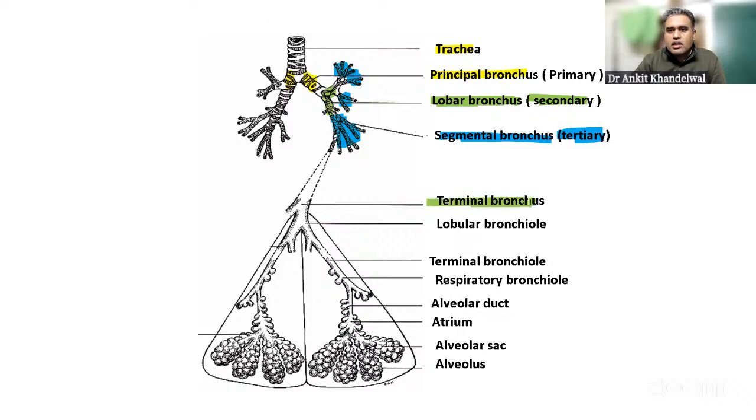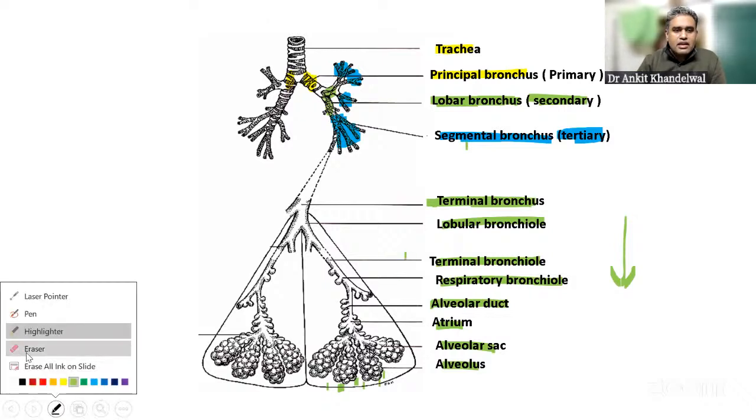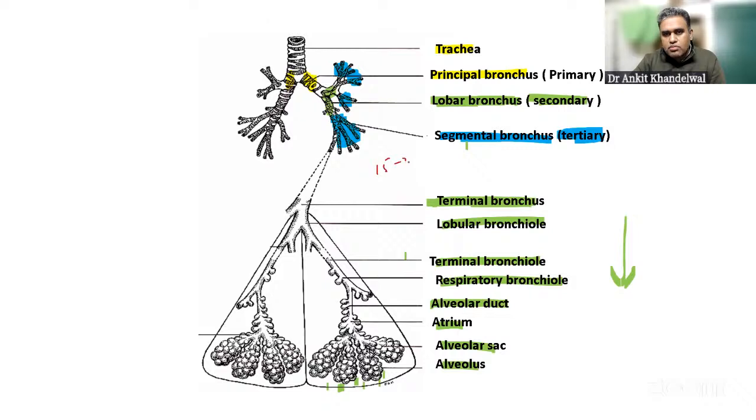You have a terminal bronchus, then a lobular bronchiole, then terminal bronchioles, then comes the respiratory bronchiole. These are all the respiratory tree names. It should be very clear. Alveolar duct, atrium, alveolar sac, alveolus, and finally you have the pulmonary circulation and the diffusion of gases. And how many times does it divide? 15 to 20 times, or maybe more, from the segmental bronchus till the terminal bronchiole. Just imagine. Okay, let's move forward.